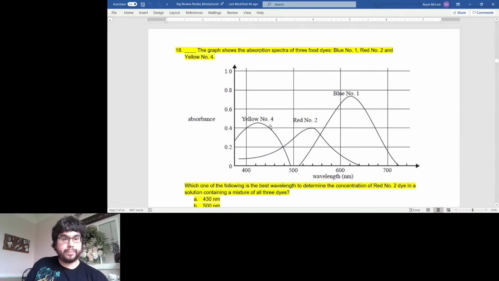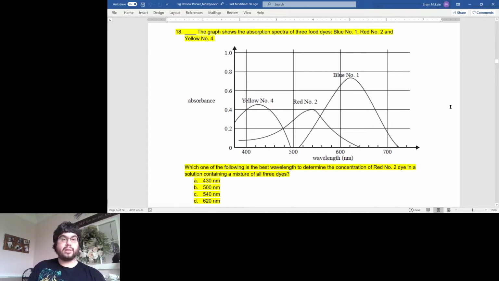number 18. Okay, number 18 says the graph shows the absorption spectra of 3 food dyes, blue number 1, red number 2, and yellow number 4. Which one of the following is the best wavelength to determine the concentration of red number 2 dye in a solution containing a mixture of all 3 dyes? So they give us the absorption spectrum, meaning the wavelength is on the x-axis here. They're measuring, okay, where is the best absorption of this compound? What wavelength is going to be best absorbed by this compound?